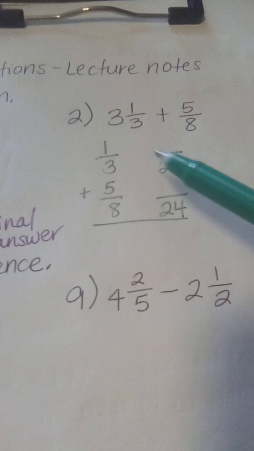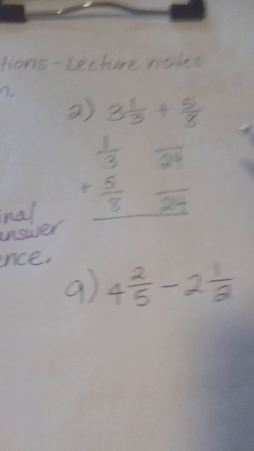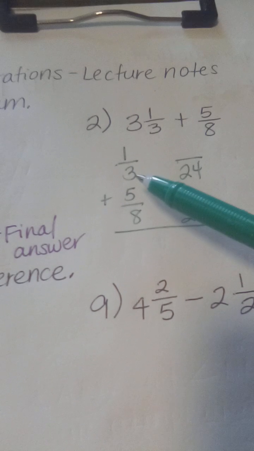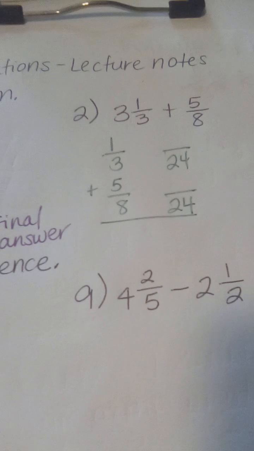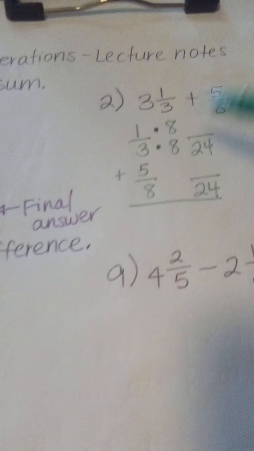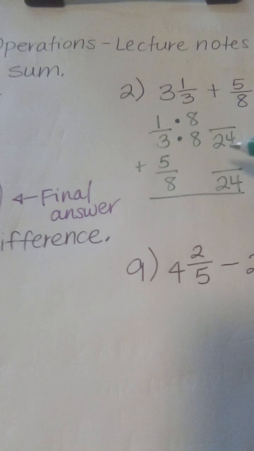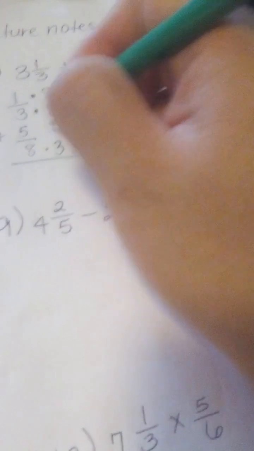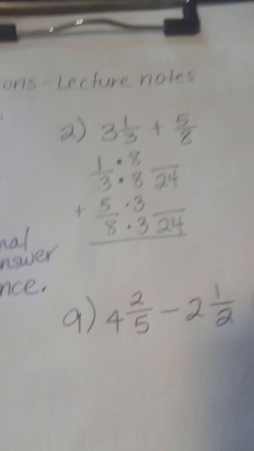Then, shall we do the top section or the bottom section? Let's do the top. What number times 3 gives us 24? It's 8, right? Same thing. We know that 3 times 8 is 24. And the other will be times 3 as the number we multiply. So far, so good, right?